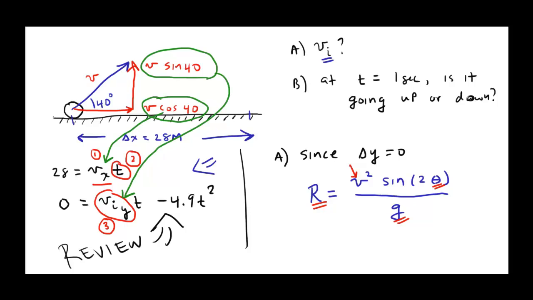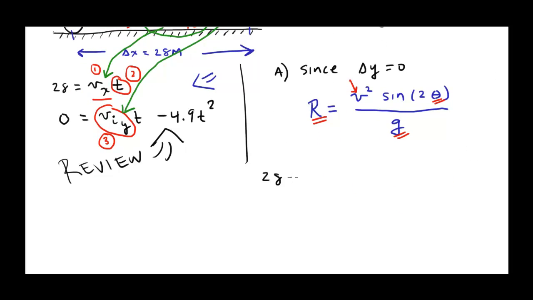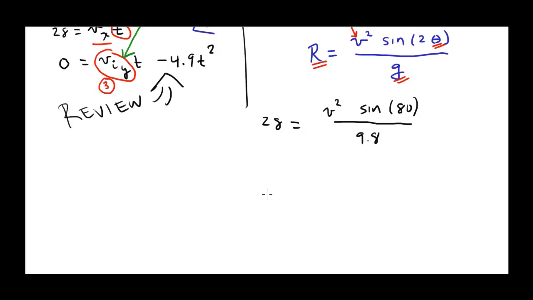Right? Maybe give myself a little more room here. I'm going to say 28 equals v squared sine, theta was 40, so 2 theta is 80, over 9.8. Okay, so now what am I going to do? I'm going to solve for v. Let's say v squared is 28 times 9.8, just multiply both sides by 9.8, divided by the sine of 80. So if that's what v squared is, then v is just going to be the square root of this thing, right?